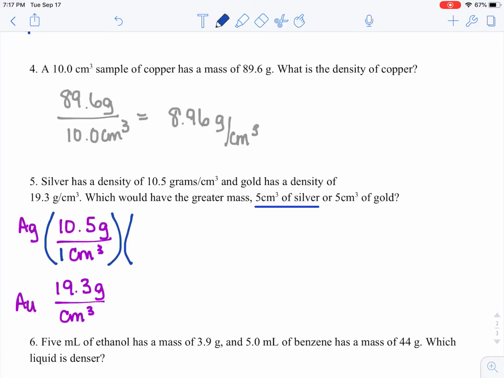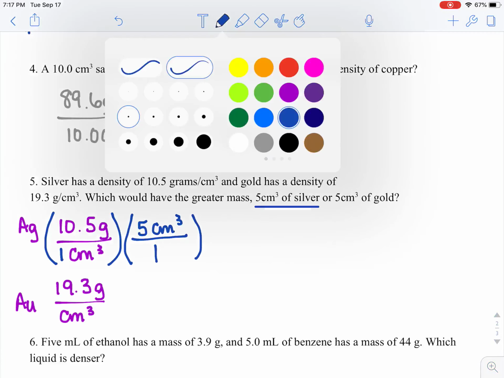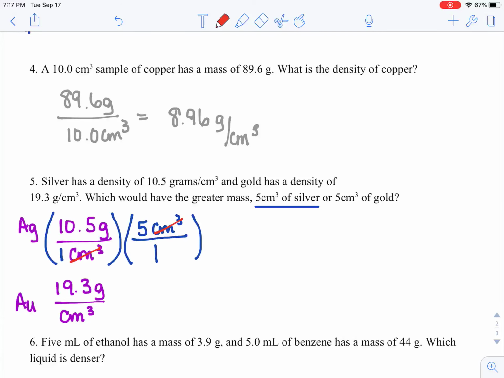So here's my second bracket. And if I have centimeters cubed in the denominator of my first bracket, then I'm going to want centimeters cubed in the numerator of my second bracket. So now I can easily cancel my units of centimeters cubed, and I can calculate my mass of 10.5 times 5, which gives me 52.5 grams of silver.